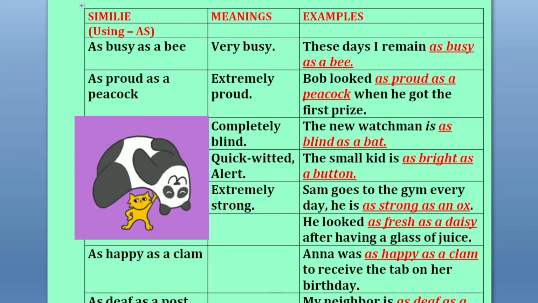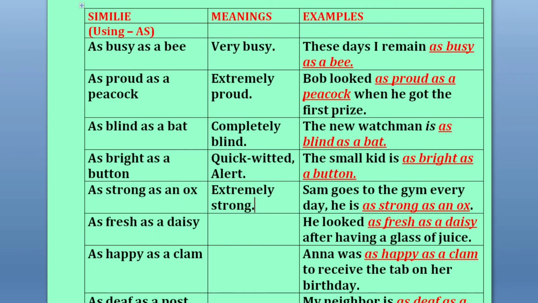So as I am typing on your screen, the meaning extremely strong, and you can use this simile in your day-to-day conversation. As I have given a particular example, as you see, Sam goes to the gym every day. He is as strong as an ox. That means he's extremely strong and powerful, right? That's because he goes to gym.